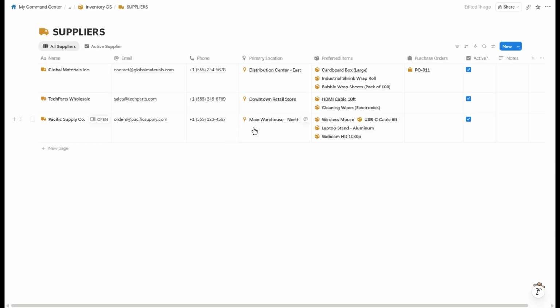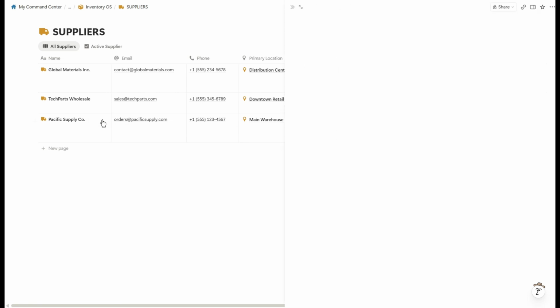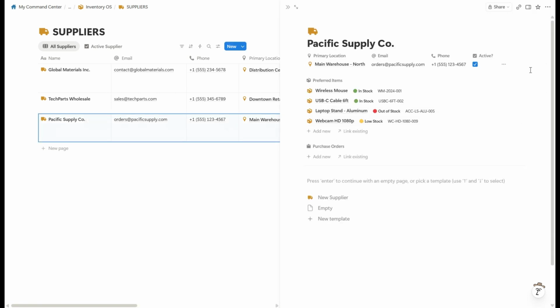The suppliers database gives you a simple place to keep supplier information connected to the rest of your operations. You can store contact details, preferred items, active status, and related purchase orders. This makes it easier to answer practical questions like, who supplies this item? What products are tied to the supplier? And what purchase orders are currently connected to them?